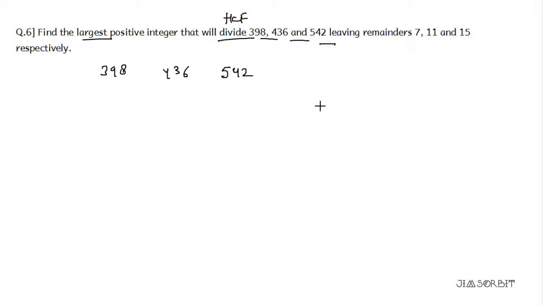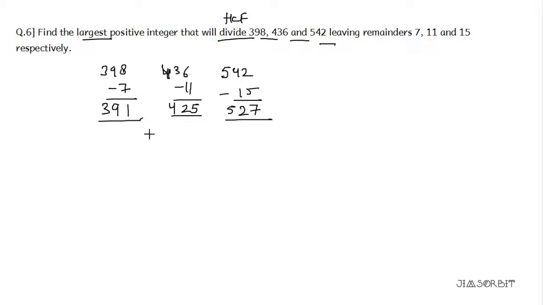But it is not dividing completely here. It is leaving some remainders. So if they were not there, it would have completely divided it. Hence, we should subtract them first. 398 minus 7, 436 minus 11, 552 minus 25. So we are going to find the HCF of 391, 425 and 527. We are going to find the HCF of these.